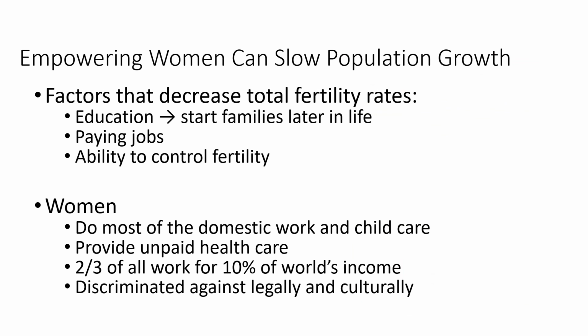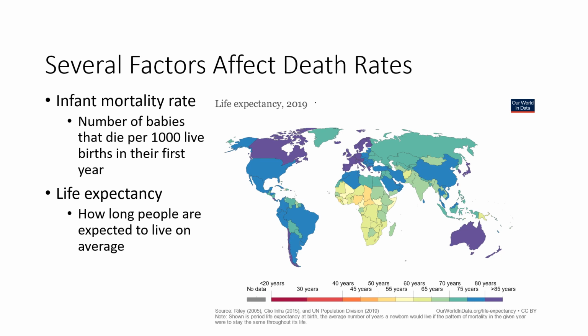So hopefully we've seen that empowering women can help slow population growth. Educating women helps them start their families later in life and have fewer children. Women having paying jobs will reduce the number of children that they have, and also giving them the ability to control their fertility, making the decision, do I want more babies? Because around the world, a lot of people don't have that kind of control.